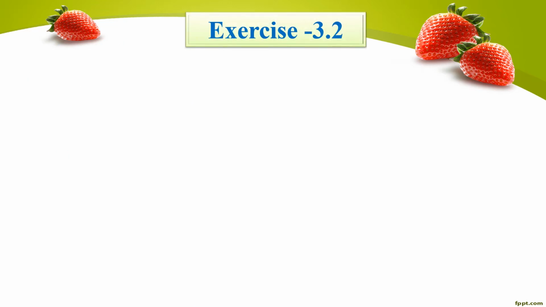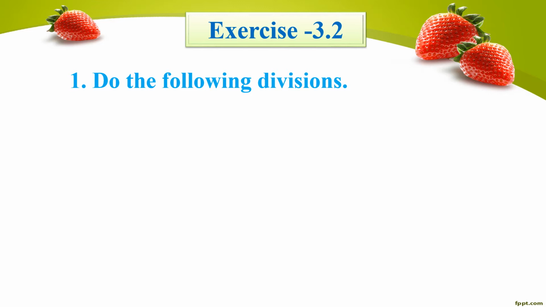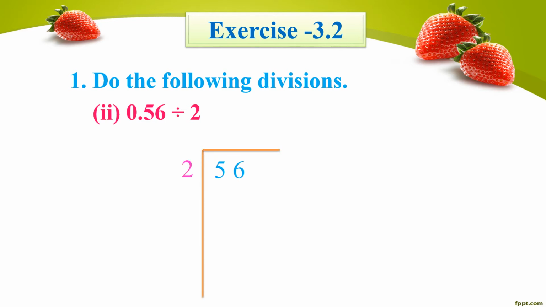Exercise 3.2. First Roman, do the following division. Second sum, 0.56 divided by 2. Here we are going to divide a decimal number by a whole number. First step, what we have to do? Divide the decimal number by the whole number, just as we divide two whole numbers, ignoring the decimal point. Ignore the decimal point and write 56 as dividend and the divisor is 2.